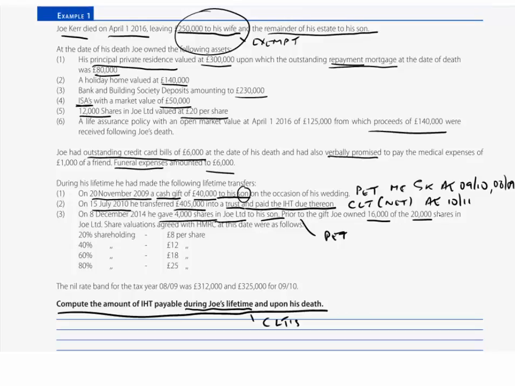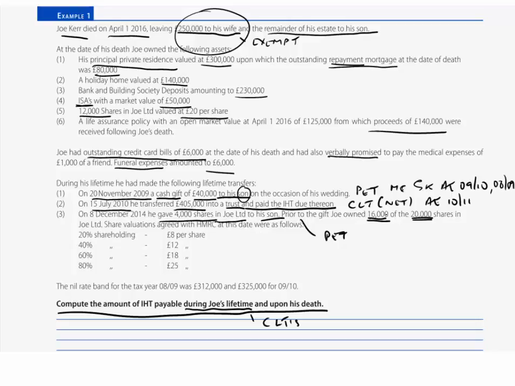Classic scenario for the transfer of value computation. Before the gift, he owns 16,000 shares out of 20,000. That therefore is 80%. So what will be the price per share for an 80% shareholding? He's then going to give away 4,000 shares. 4,000 away from 16,000 will bring you down to 12,000. 12 out of 20, that is a 60% shareholding, and that will be the price you use for the number of shares held after the transfer.